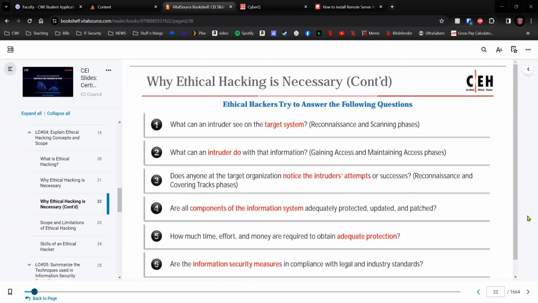Ethical hackers try to answer the following questions. What can an intruder see on a target system? This is your reconnaissance and scanning phases. What can an intruder do with that information? Gaining access and maintaining access phase. Does anyone at the target organization notice the intruder's attempt or success? That's your reconnaissance and covering tracks phase. Are all components of the information system adequately protected, updated, and patched? How much time, effort, and money are required to obtain adequate protection? Are information security measures in compliance with legal and industry standards?